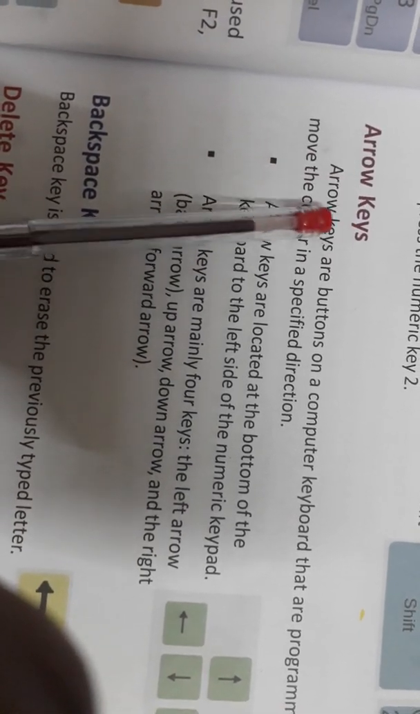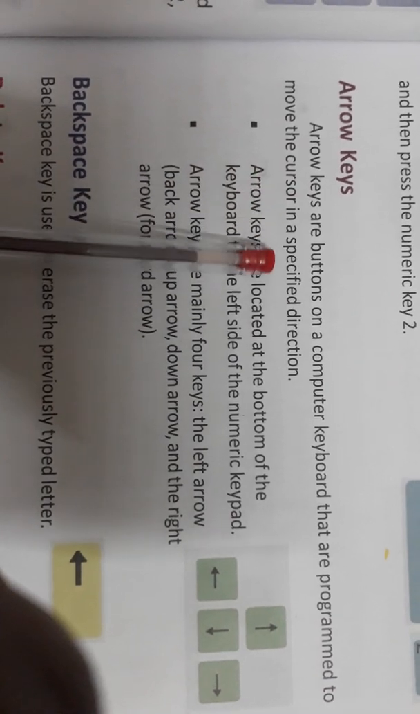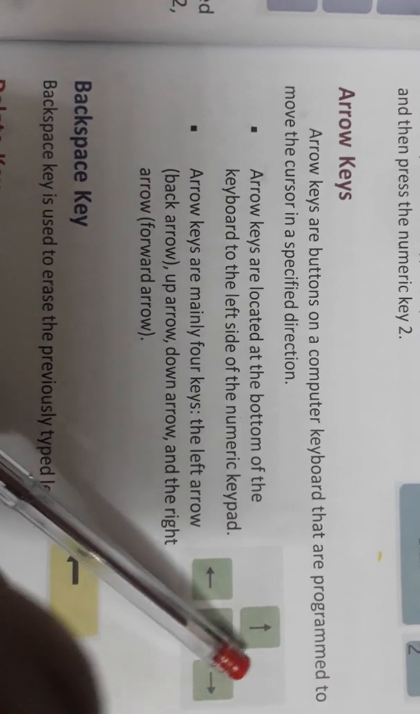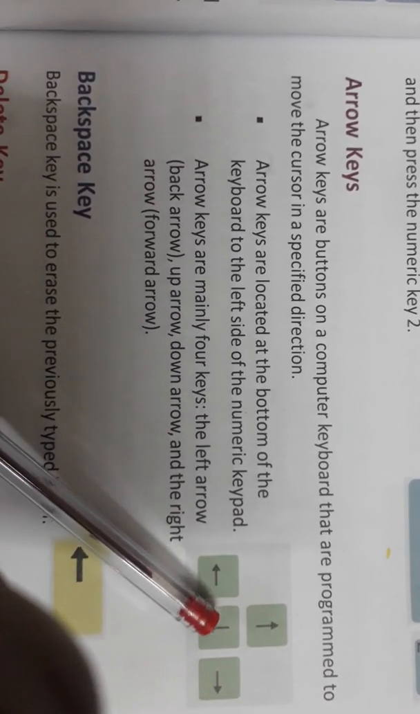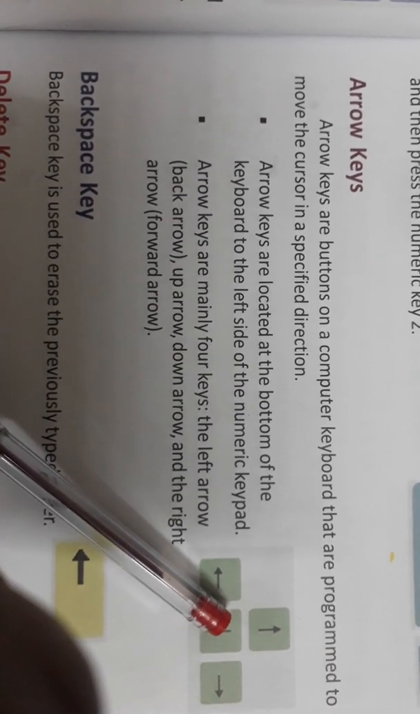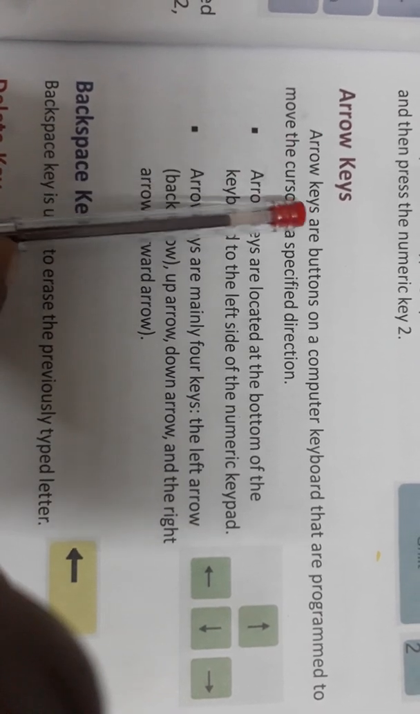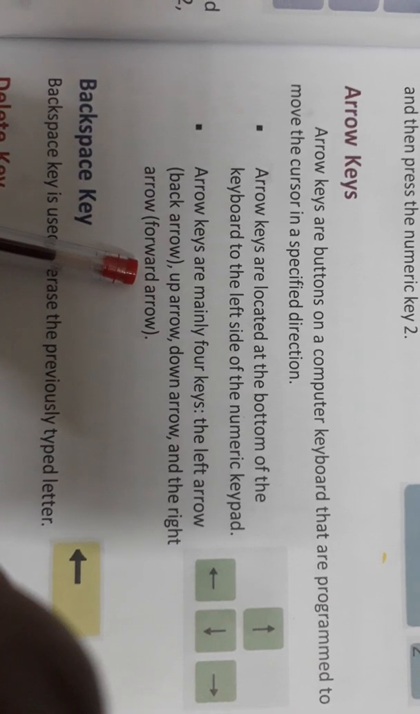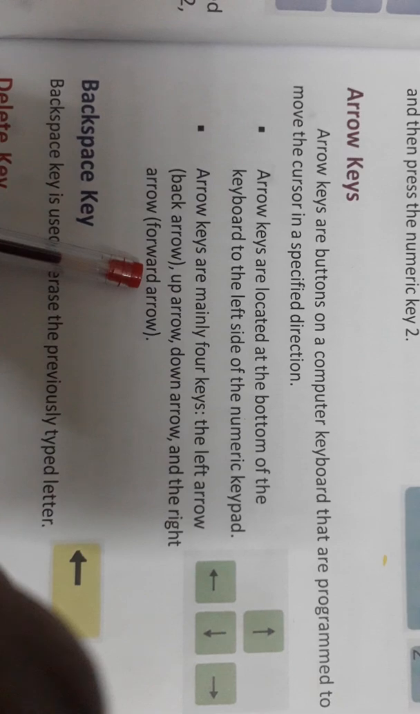Arrow keys. Arrow keys are buttons on a computer keyboard that are programmed to move the cursor in a specified direction. We are using the four arrow keys to move our cursor on the screen in the correct direction. If we want to type here, we move the cursor upward. If we want to type at the bottom of the page, we move the cursor downwards.